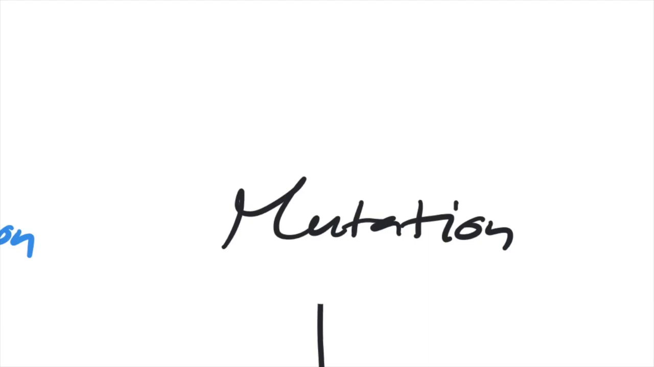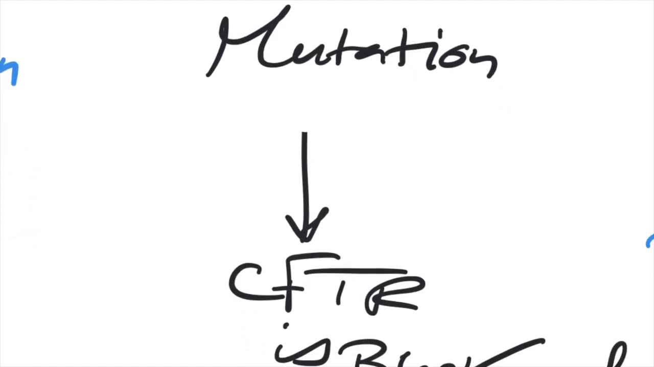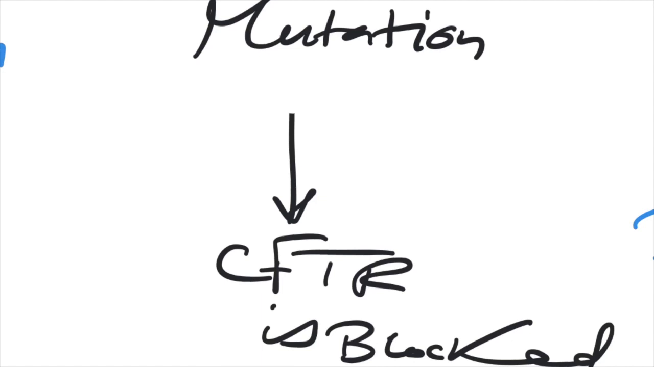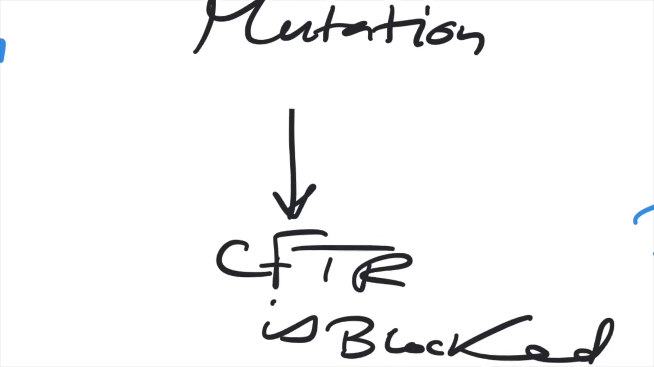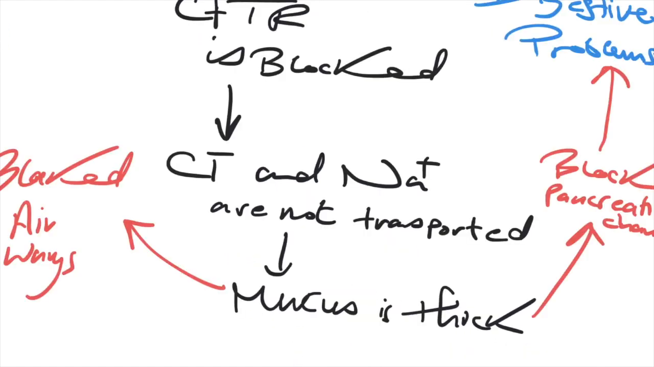The way you could answer such a question is by following this track. First of all, you start with the mutation blocks the CFTR channel. This channel, the CFTR, is responsible for the transport of both chloride and sodium. Now, the lack of sodium and chloride in the mucus makes it become way too thick. So the thick mucus results in the lack of water in the mucus.